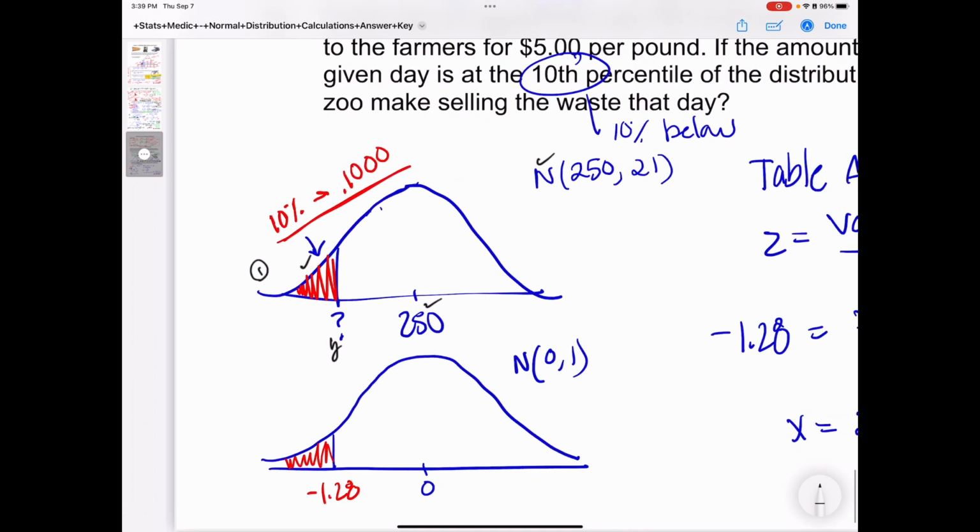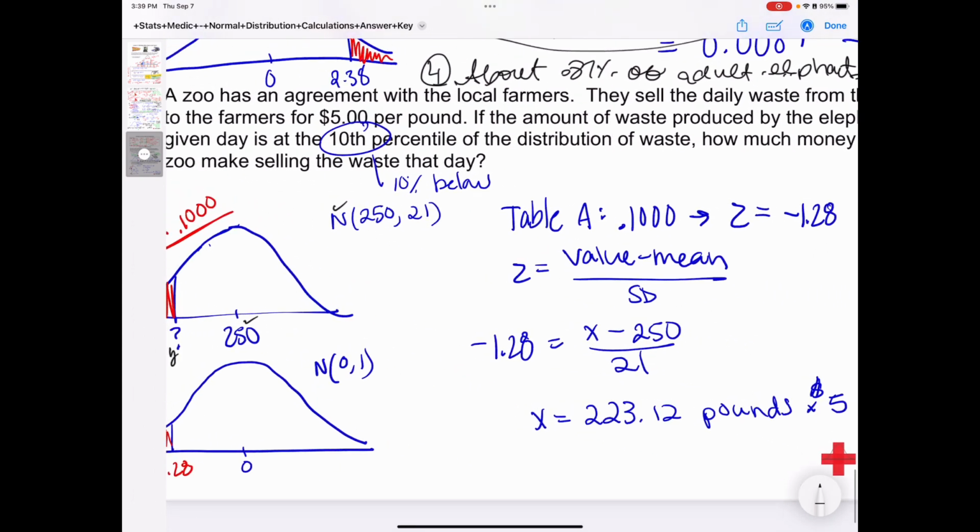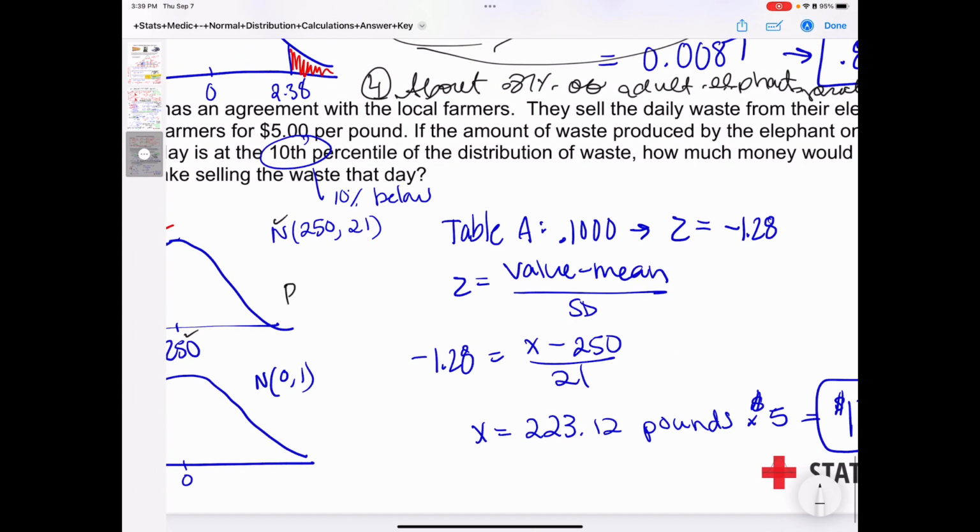Next I'm going to write my probability statement. So my probability statement is going to be the probability that x is less than y, and that's the probability that z is less than y minus 250 over 21. And that's equal to 0.1, 10%.